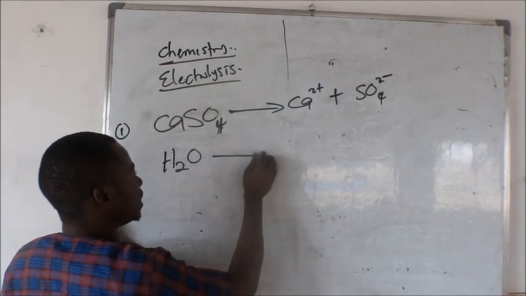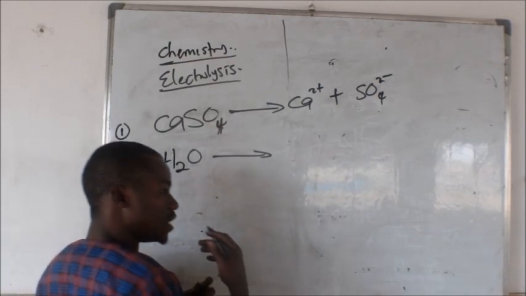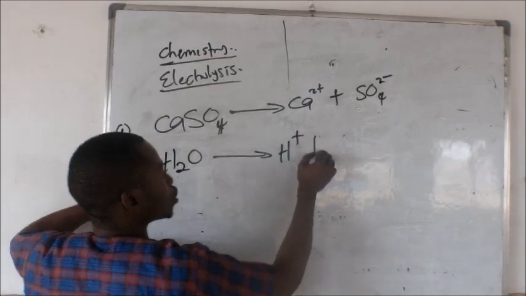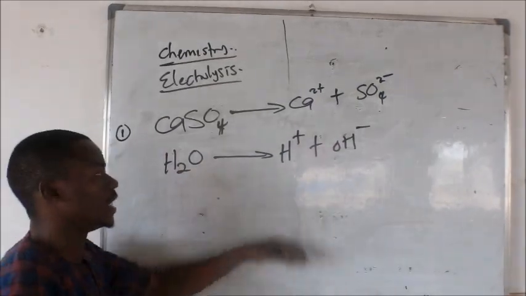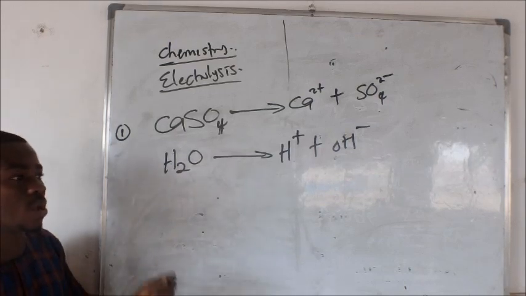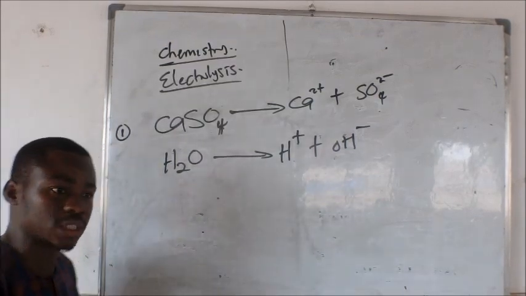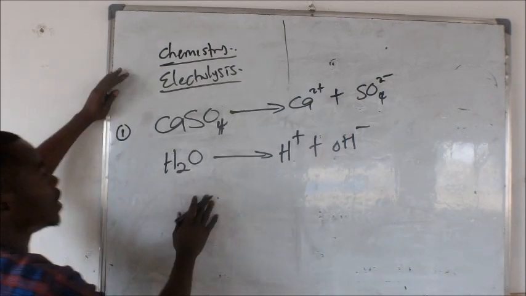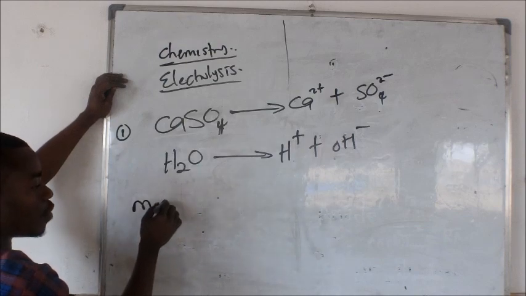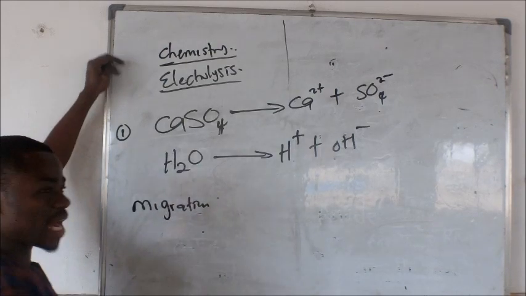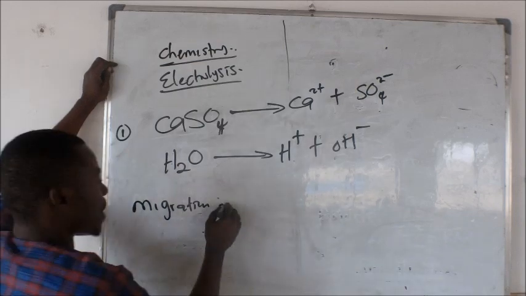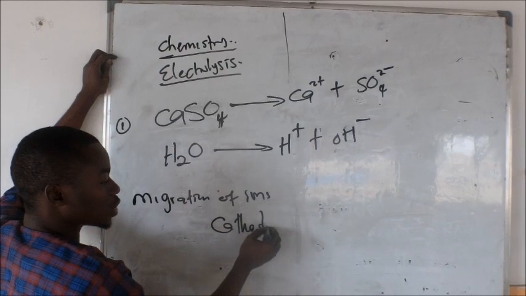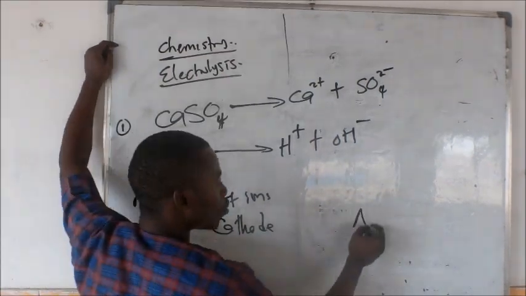So this water too undergoes decomposition, ionization. It changes to hydrogen plus and OH minus during ionization, and this ionization is a function of the electricity that was passed during the process of electrolysis. After this, there will be migration of ions. Some ions will migrate to the cathode, while some ions will migrate to the anode.